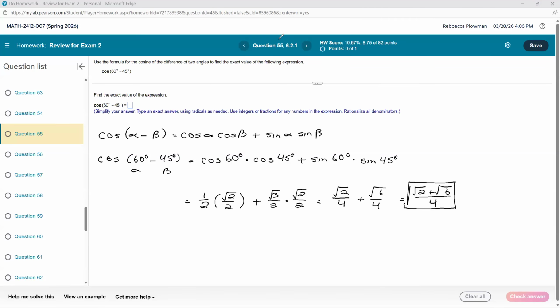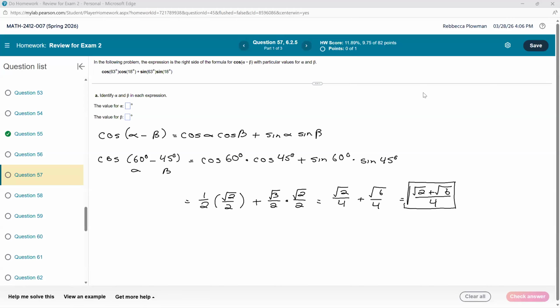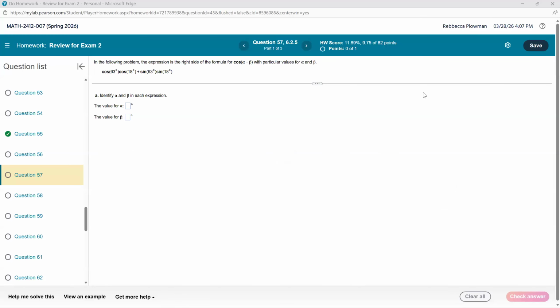So if we have a sum or difference of angles and we want to find the exact value, just use those sum and difference formulas, and then use your unit circle to fill it in. So not only are you going to have a cosine of alpha minus beta or cosine of alpha plus beta, you also have to go backwards and realize if you have a cosine of alpha plus beta or alpha minus beta.